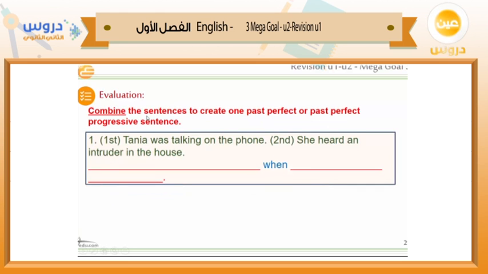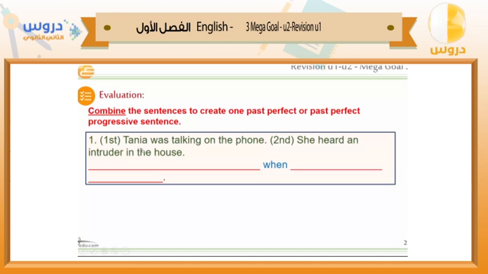Now, we are going to talk about making sentences in past perfect and past perfect progressive. To make sentences in past perfect, use the verb and the past participle. And before the verb in the past participle, we use had. What about past perfect progressive? We use had been, then the past participle of the verb.